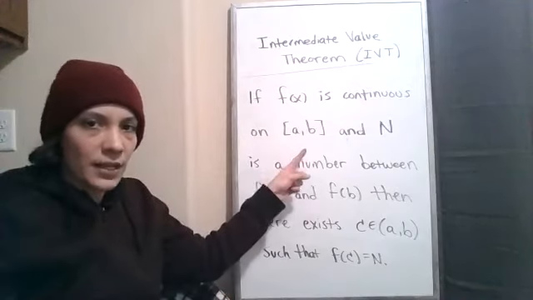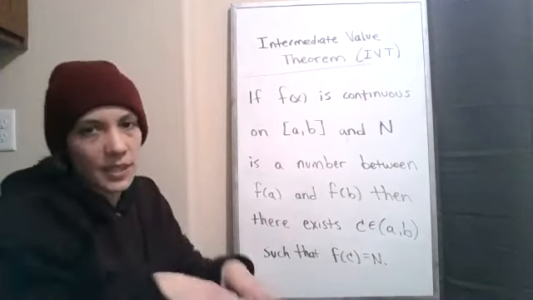F is continuous on [a, b]. So I'm going to draw a generic continuous function.